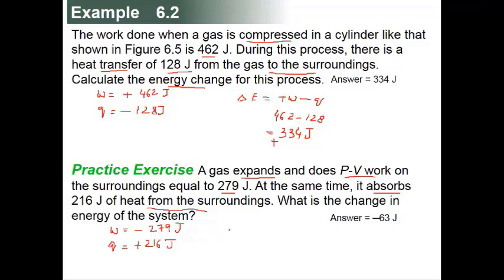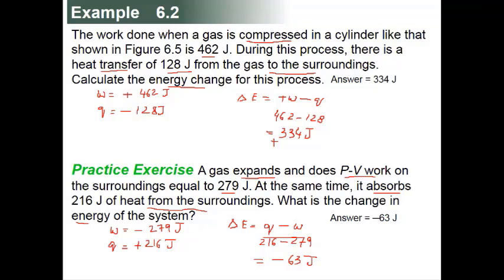Okay, so we solve this. The question is delta E, calculate the energy of the system. This is the energy of the system. So delta E is equal to Q. This time Q is positive and work is minus. So Q is 216, quantity of heat, minus the work done by the system by expansion, 279, is equal to minus 63. The answer is already given here, minus 63 joule.